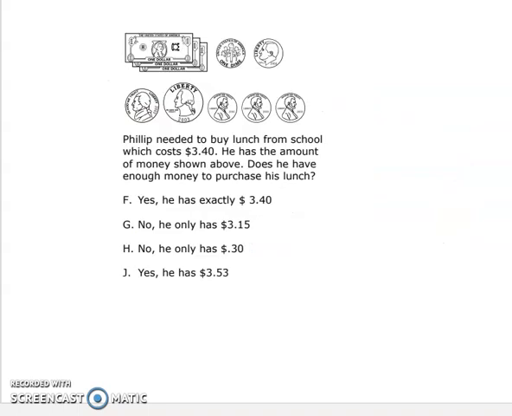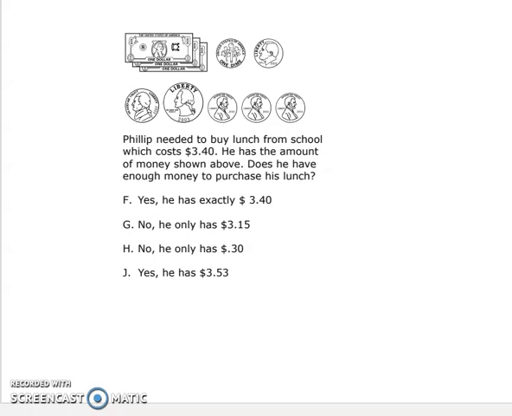Okay, boys and girls, this is question number 2 that we're going to look at right now. You'll notice that at the very top of the question, this time, it has a collection of coins and bills. And just below it, we have our story problem, and it's also a multiple choice question. So we have some answers to look at.